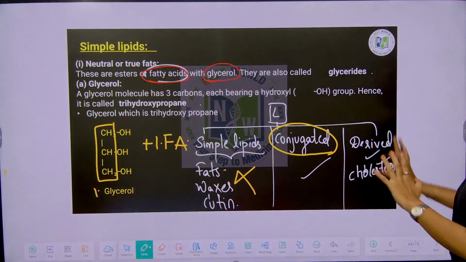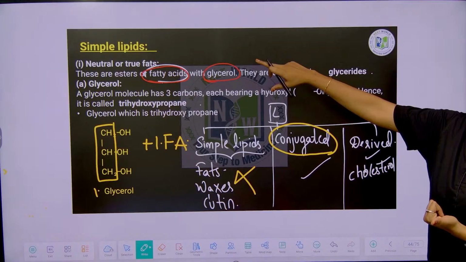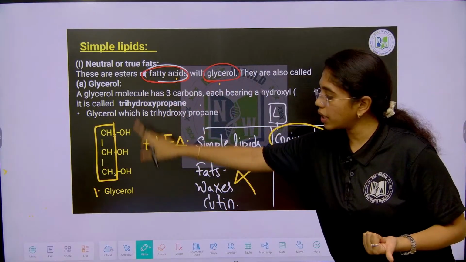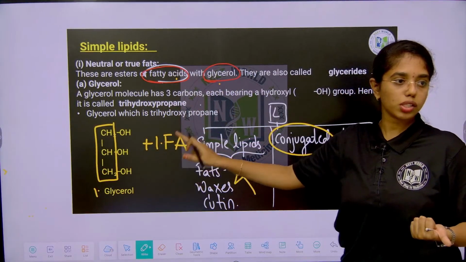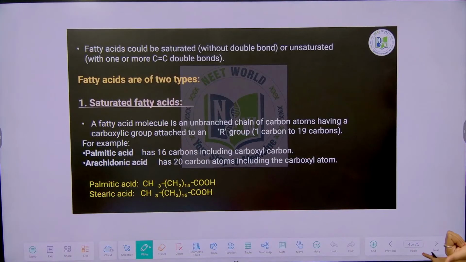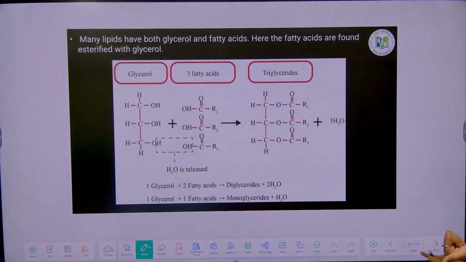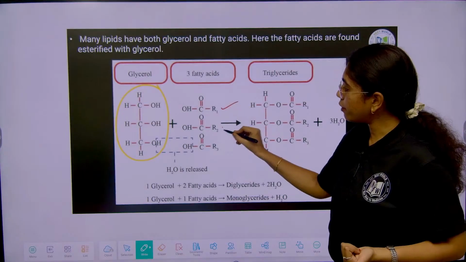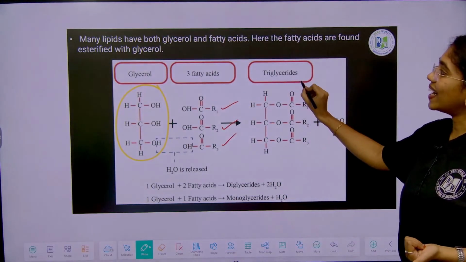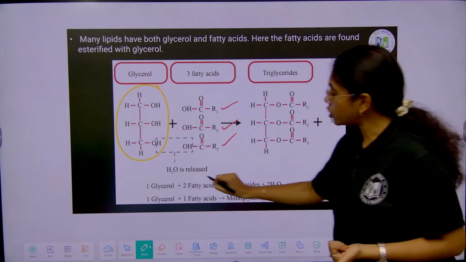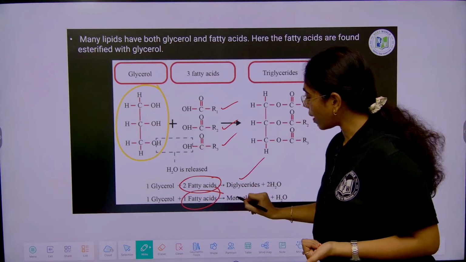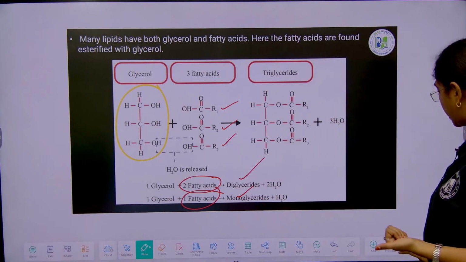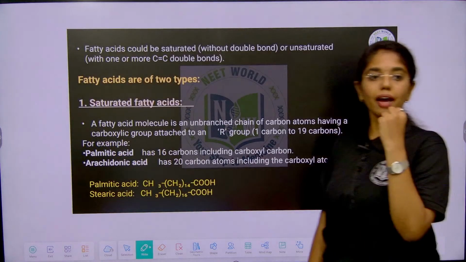So this is about types of lipids and neutral fats first, which have fatty acids and glycerol. One glycerol unit has 3 carbon components, which is trihydroxypropane. Before knowing types of fatty acids, see one glycerol component with 3 fatty acids: triglycerides. If just 2 fatty acids, diglycerides. 1 fatty acid, monoglycerides. Please correct the term. Mono, di, triglycerides.